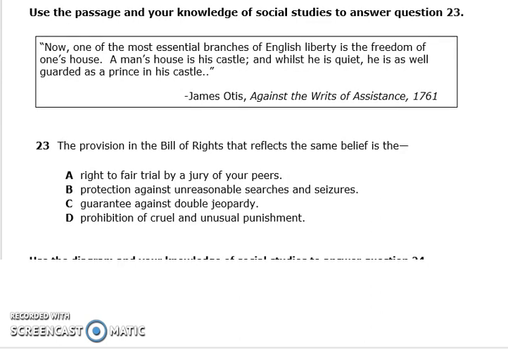Use this passage to answer question 23. 23. The provision in the Bill of Rights that reflects the same belief is the A. Right to fair trial by a jury of your peers. B. Protection against unreasonable searches and seizures. C. Guarantee against double jeopardy. D. Prohibition of cruel and unusual punishment.